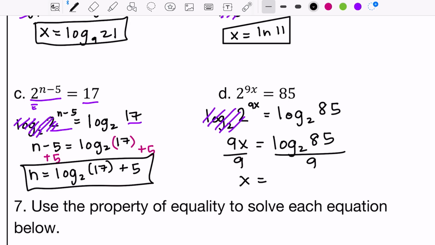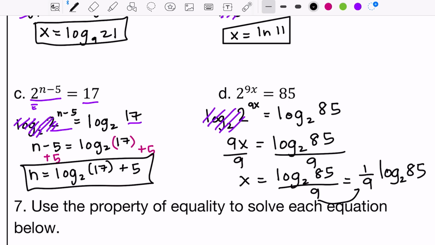Again, we're reversing that multiplication. And that's the same thing. I believe the answer key says this. So dividing by 9 is the same thing as multiplying by 1/9.